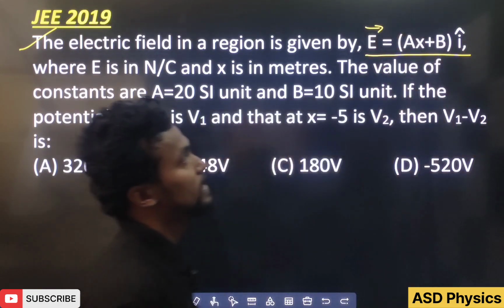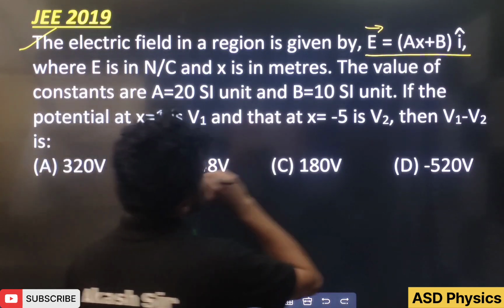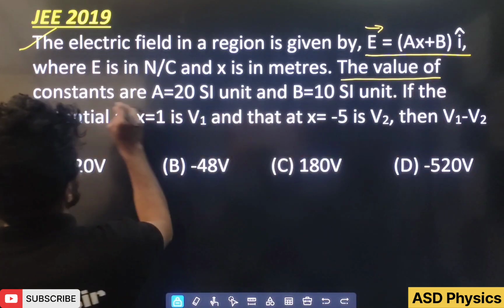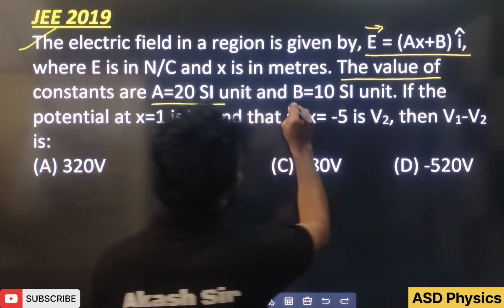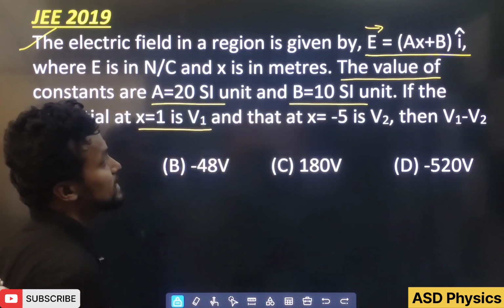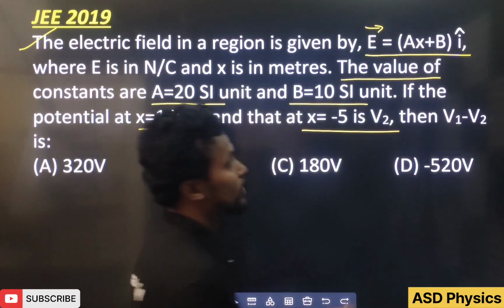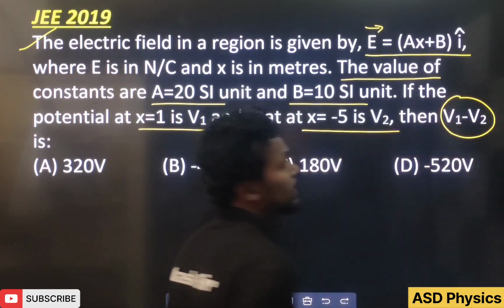Vector E equals Ax plus B i cap, where E is in newton per coulomb and x is in meters. The values of the constants are A is 20, B is 10. If the potential at x equal to 1 is V1 and at x equal to minus 5 is V2, then we have to find out V1 minus V2.